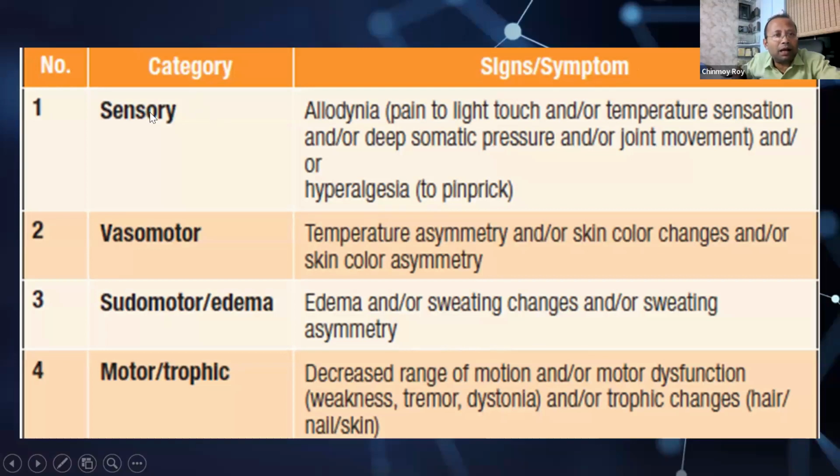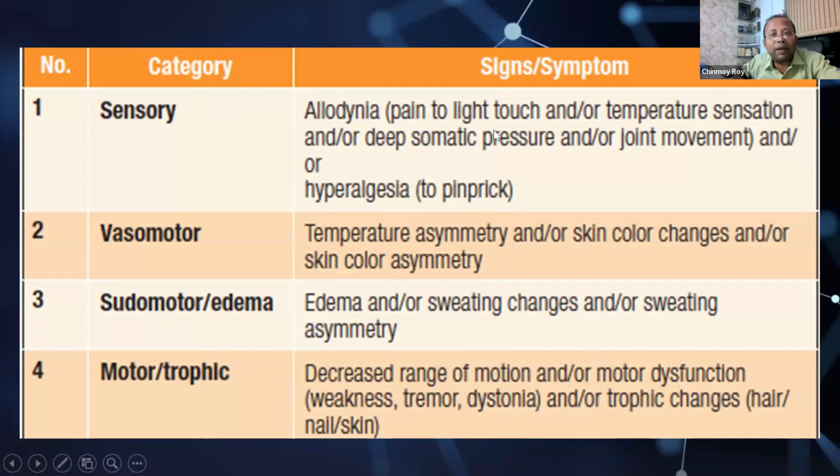Now in sensory symptoms, as soon as a patient comes with this type of presentation, first we will try to see which type of pain the patient is having. For confirming that it is not a nociceptive pain but a neuropathic pain, the first two symptoms are very important: one is allodynia and one is hyperalgesia.